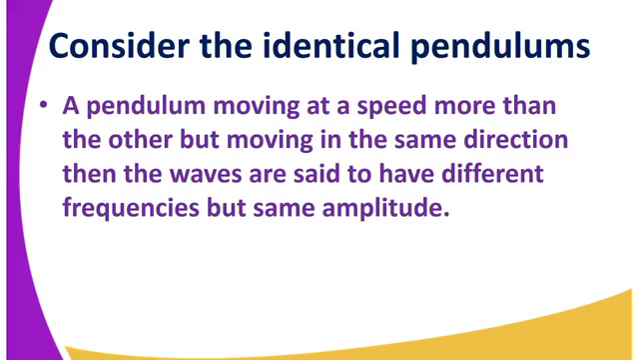And here you are told that you have two pendulums. These two pendulums are moving at different speeds, but they are moving towards the same direction. Therefore, the pendulums are said to have the same amplitude but different frequencies.